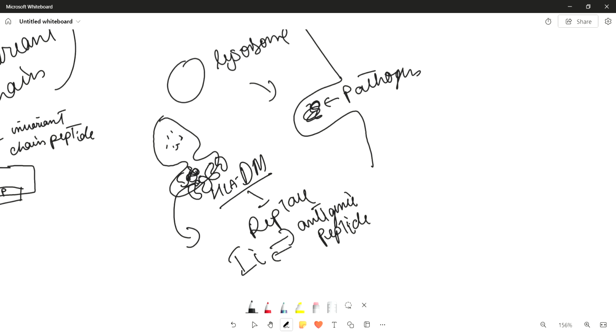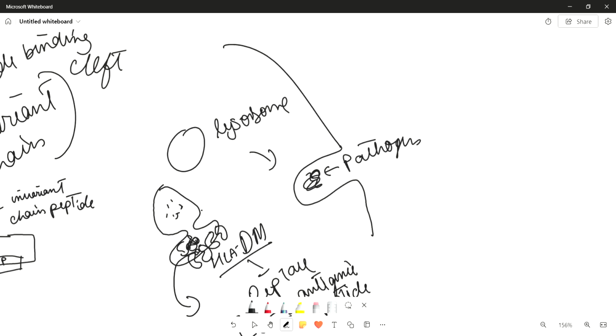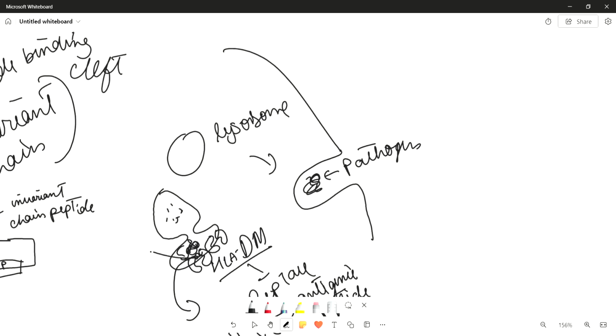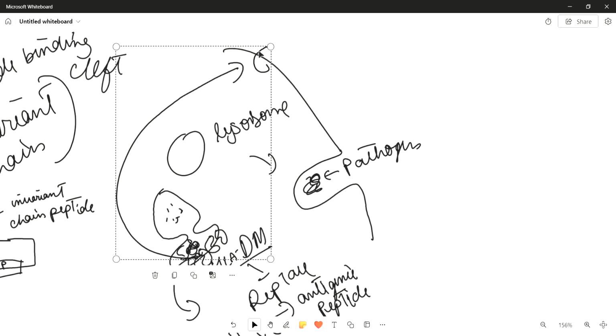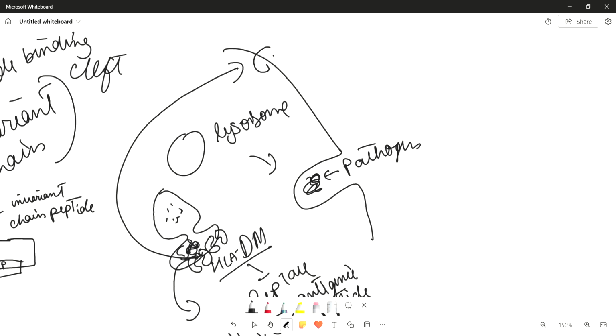And now the antigenic peptide is present on the surface of the HLA or MHC Class-II, and then they will move to the plasma membrane and express the antigen, which is of course an exogenous antigen.